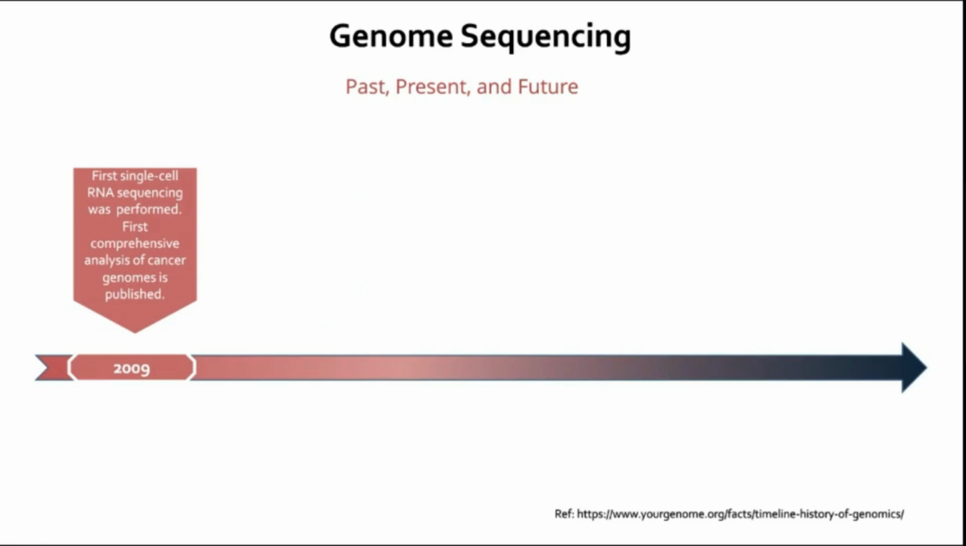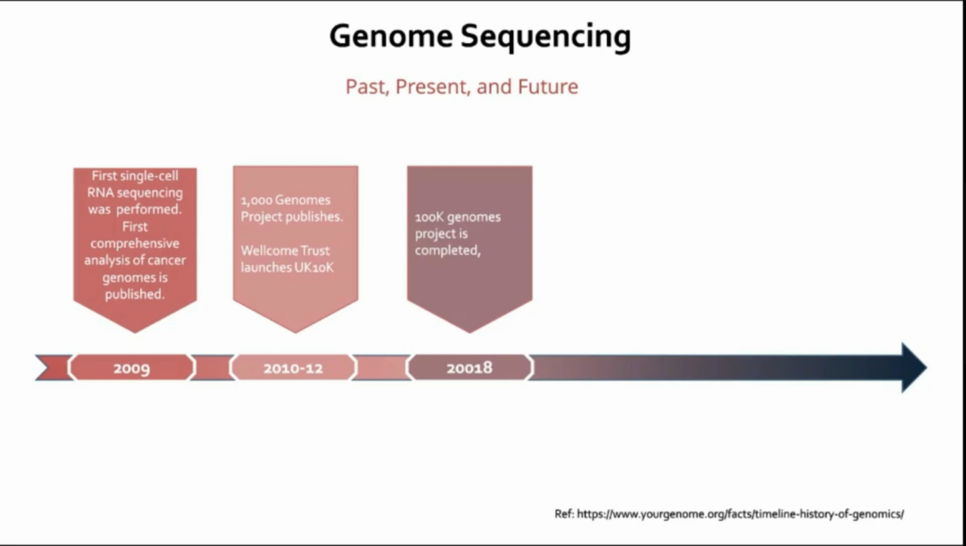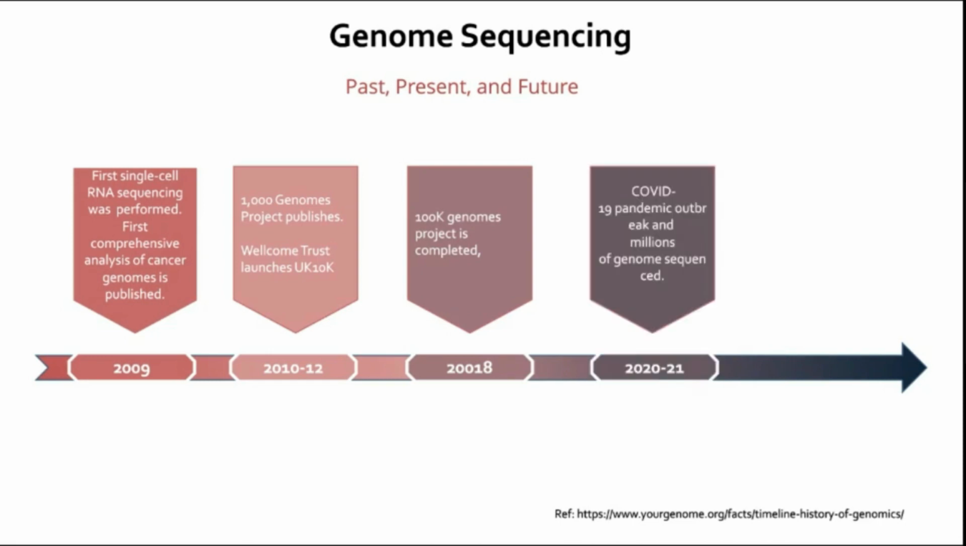In 2009, the first single cell RNA sequencing was also started. It means we are taking a particular cell and sequencing the transcriptome or genome for that particular cell. This level of project was started in 2009. Then around 2010 or 12 we completed the 1000 genome project, and the 100K project was completed in 2018.